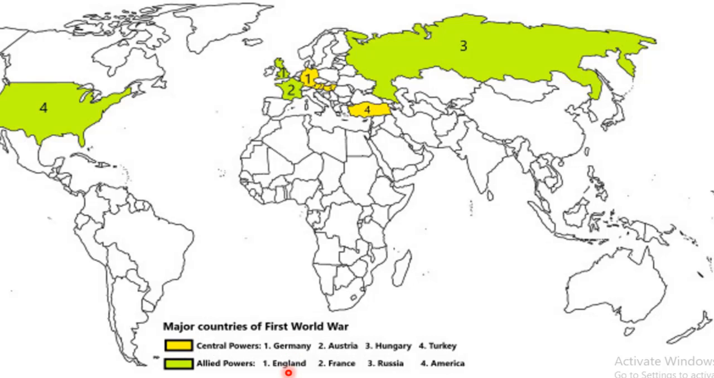So these are the 2 important groups, Central Powers versus Allied Powers. These 2 important groups were fighting against each other during First World War. First World War period was from 1914 to 1918.